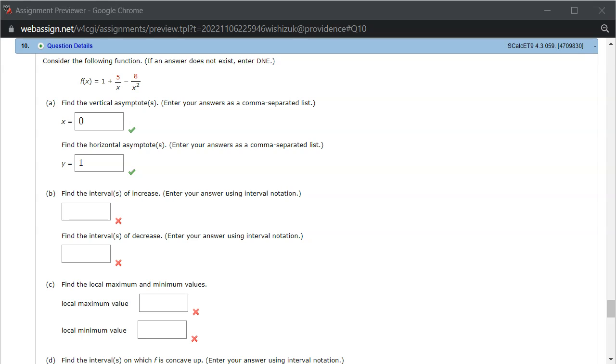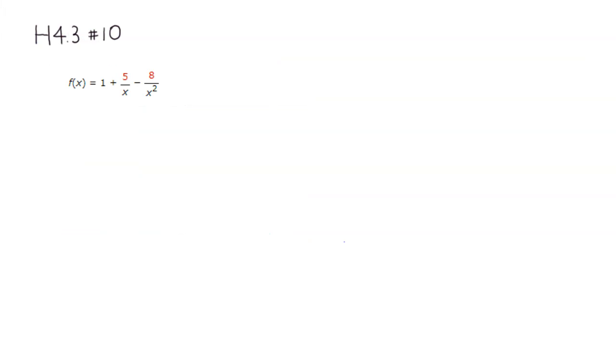Find the interval of increase and of decrease. So for that, we have to find the derivative. Let's take the derivative. F prime of x is equal to, actually, first, let's rewrite this. This is 1 plus 5 times x to the negative 1 power, minus 8 times x to the negative 2 power, since x is on the bottom.